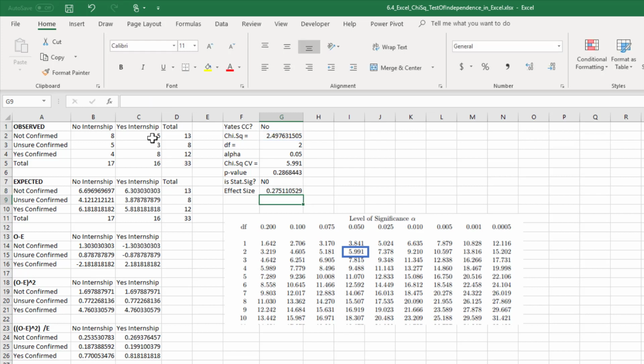And so we get, and I'll just type in here, Cramér's V. We have a Cramér's V of 0.275, which is reflective of what we had in other examples in PowerPoint. And there you go.